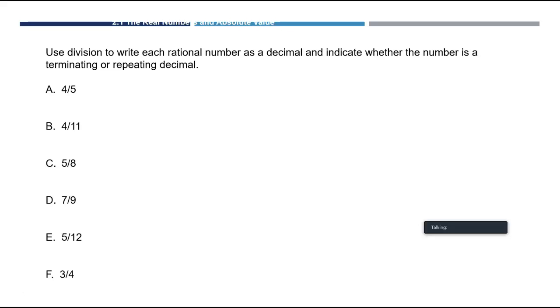So if you need a calculator, raise your hand. We'll bring you one. If you have a calculator, that's great. If you use your phone, that's fine too.